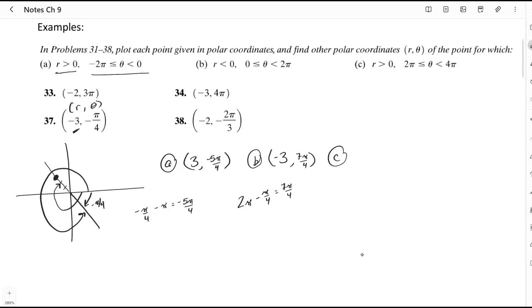And then let's look at C. In C, we want r to be positive, but we want theta to be between 2 pi and 4 pi. If r is positive, we know we're going to have a 3 for that. And we want to go around the circle one time and then a little bit more. So what's going to go on with our picture here? Let me see if I can erase some of the stuff that I've already done and clean my picture up a little bit.